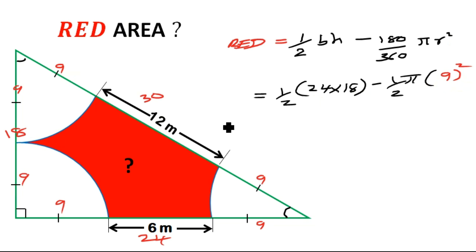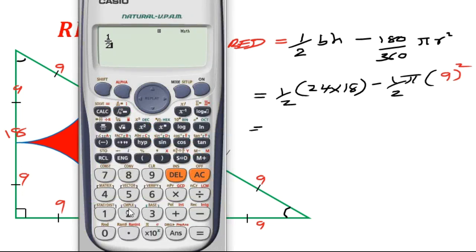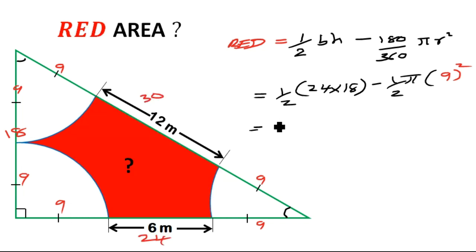So if you simplify that, we will simply have a half times 24 times 18, which will be 216. So that is 216 minus 9 squared, which is 81. So 81 pi over 2. That is 216 minus 81 pi over 2. So ladies and gentlemen, that is the red area. That is the simplest trick to determine the red area of this given diagram.